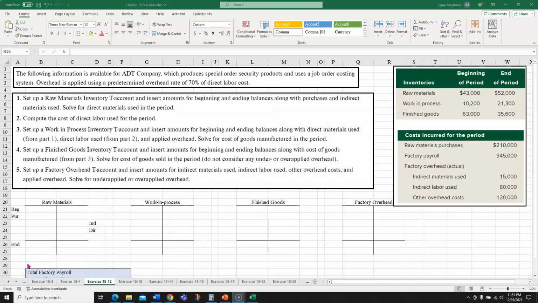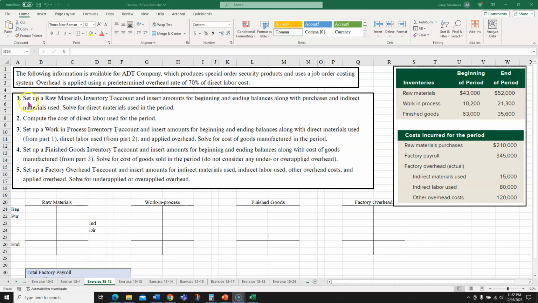Now, this next group of exercises, the next 4 exercises, will be combined together because we're going to move from one step to the next, to the next, to the next. So let's go ahead and read the following. The following information is available for ADT Company, which produces special order security products and uses a job order costing system. Overhead is applied using a predetermined overhead rate of 70% of direct labor costs.